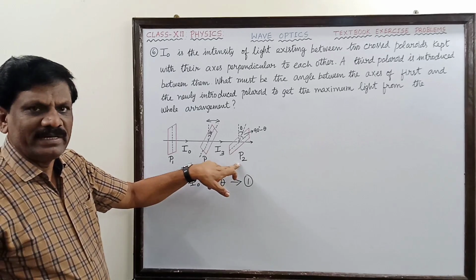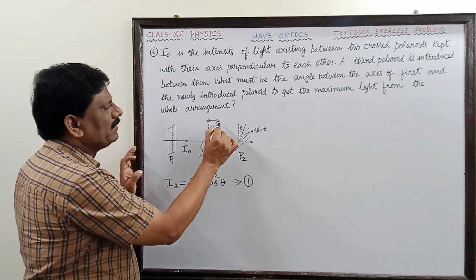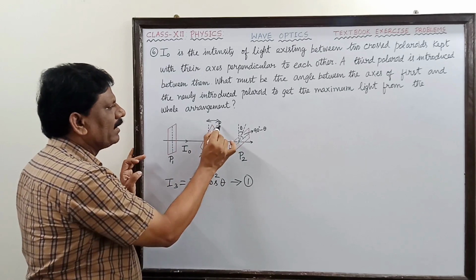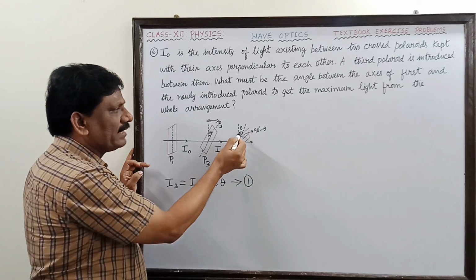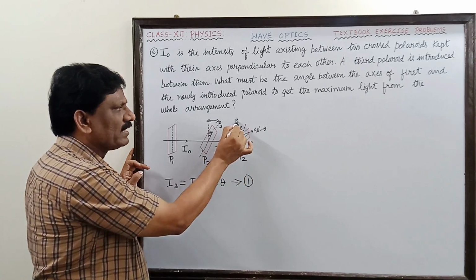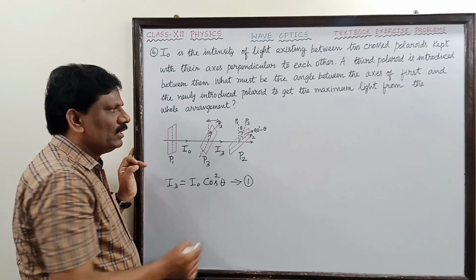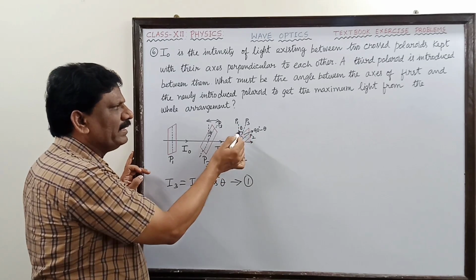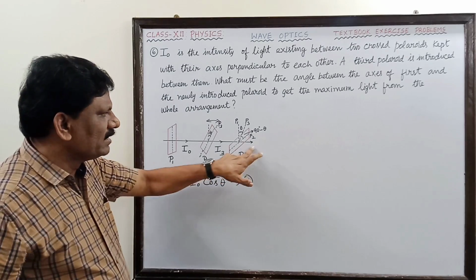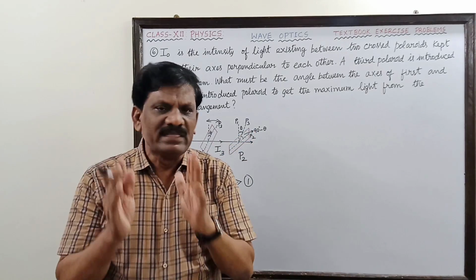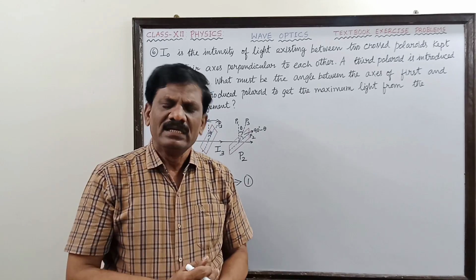This intensity I3 is passing through the second Polaroid P2. What is the angle between the axis of the third Polaroid P3 and the axis of the second Polaroid? Already the angle between the axes of P1 and P3 is theta, so the remaining angle must be 90 minus theta. In this picture, the remaining angle is 90 minus theta. This is the one and only point to understand carefully. Otherwise, the problem is very easy.